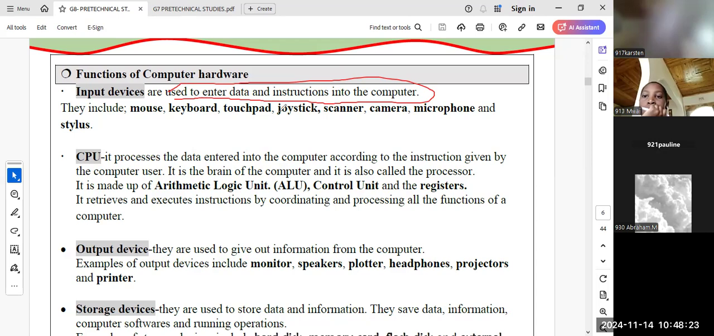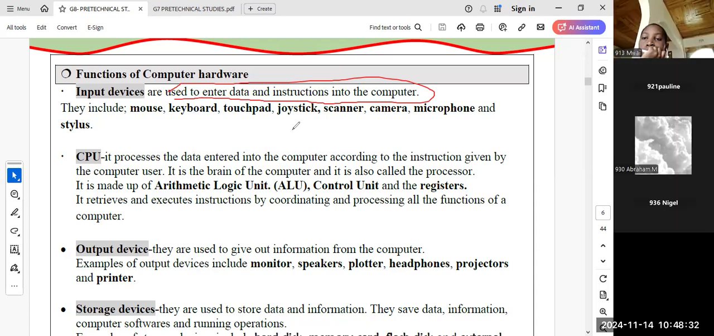So all these are examples of input devices. Of course, you know the mouse, you know the keyboard, and the touchpad like that one found on the laptop, or that one found on smartphones when you want to type and a pop-up keyboard comes up. We have a joystick, a device used for playing and controlling computer games. We have a scanner, a digital device used to convert analog characters and images into digital form that a computer can understand. Then we have the camera.